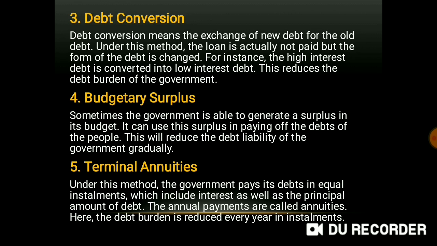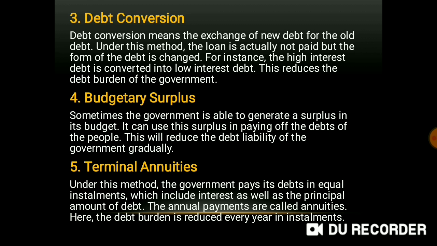The fourth method is the budgetary surplus. Budgetary surplus means a situation when the revenue of the government is more than its expenditure. In this way, the government generates surplus in the budget. So this surplus, sometimes the government uses it to pay the debts of the people. This will reduce the debt liability of the government gradually.